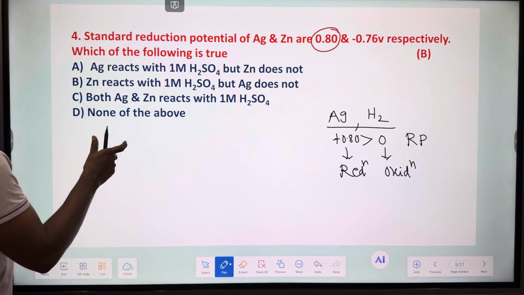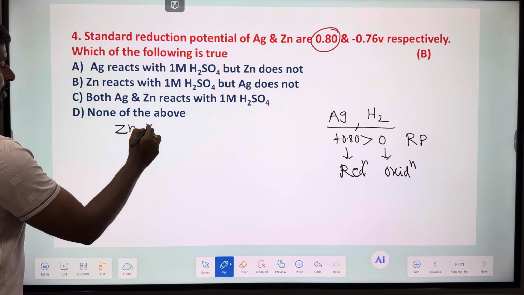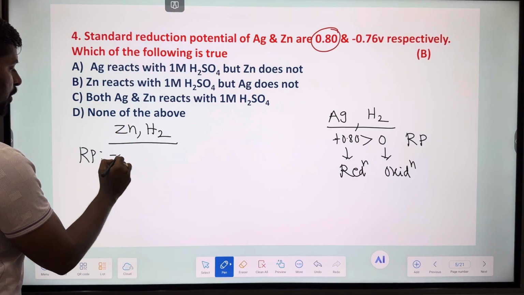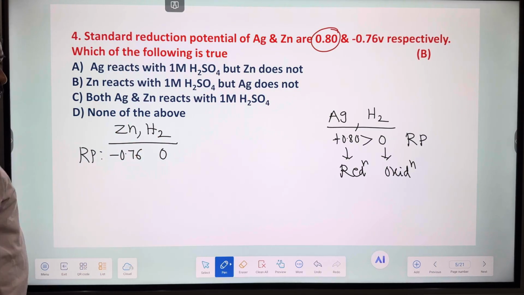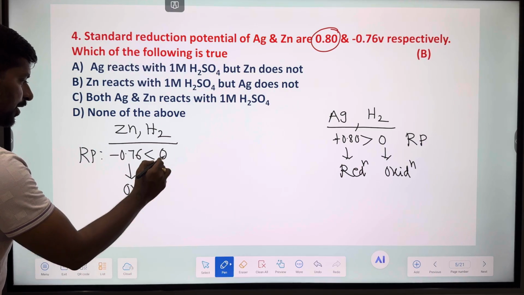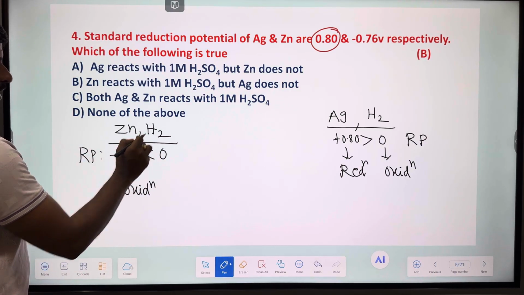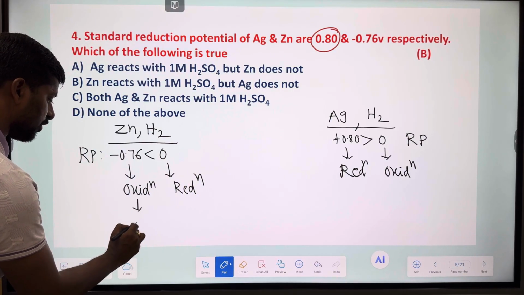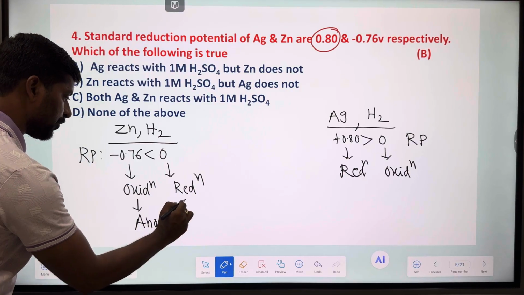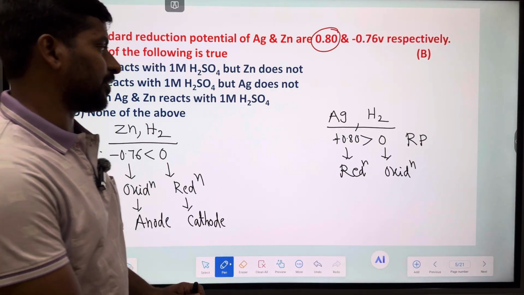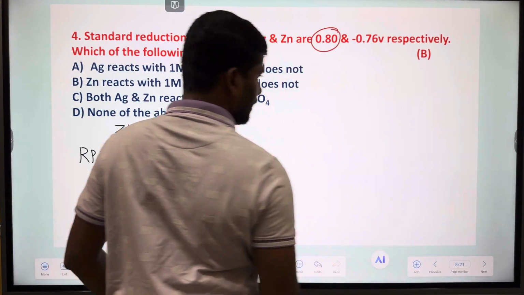If you compare zinc and hydrogen gas, what about the reduction potential of zinc given? It is minus 0.76. What about hydrogen electrode potential? 0. So that means hydrogen electrode potential is more. That means zinc undergoes what? Oxidation. The tendency to participate in the reduction is more for what? Hydrogen electrode. So the hydrogen electrode participates in the reduction. So zinc acts as what? Anode. Hydrogen electrode acts as what? Cathode. What is the actual reaction that may occur?